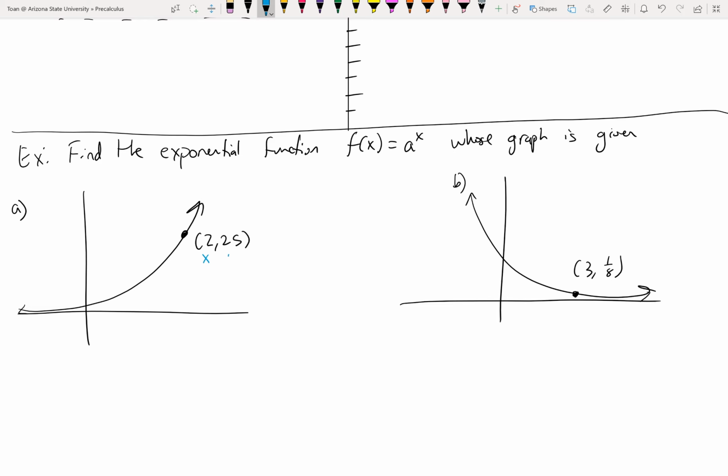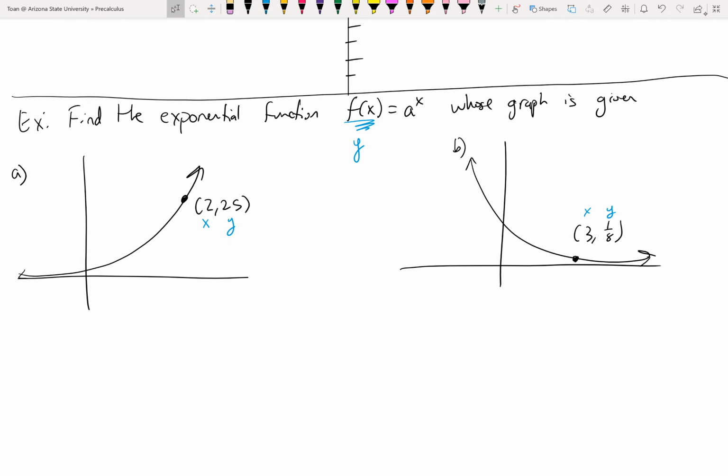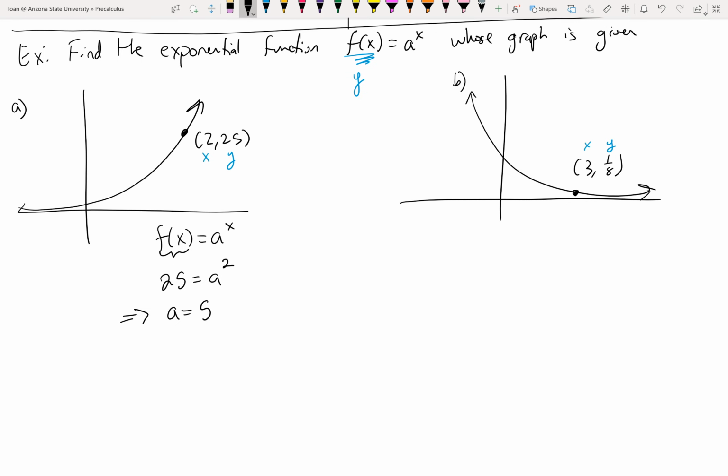Notice how every single point is an x, y, and you have to remember that f of x is the same thing as y. So if I plug in 2, 25 into the basic structure, f of x equals a to the x, let's look at this example here. I know that the f of x, or the y, is going to be 25, and the x is going to be a 2. So this is asking what base, when you square it, gives you a 25. And then I hope that's very obvious through basic knowledge that means that the a has to be 5. So congratulations, you came up with the function. The function for this given graph is f of x equals 5 to the x.